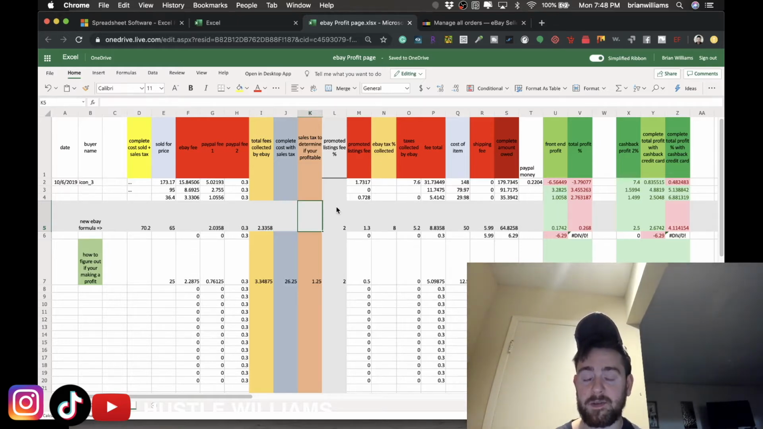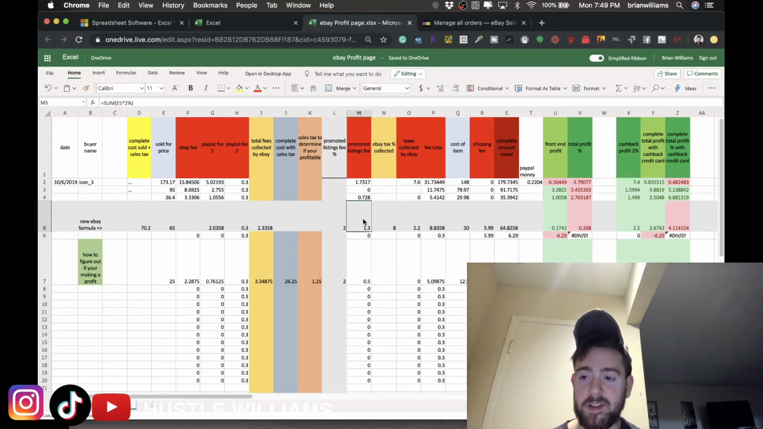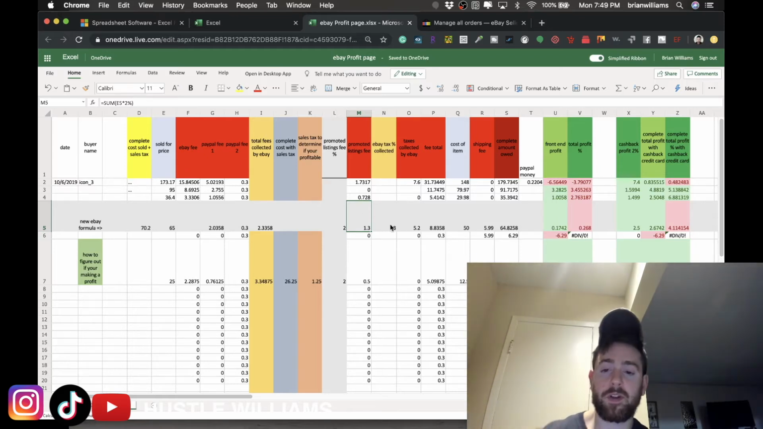The promoted listings fees over here, we found out that we added our percentage in over here. We have a 2% basic standard fee that we apply to almost all of our listings, and fee percentage. So the promoted listings fee, when figured out, was $1.30 off of this one item at a 2% ratio. So that's how we came up with that. And to do that, you would multiply your sold for price by 2%, gives you 1.30.